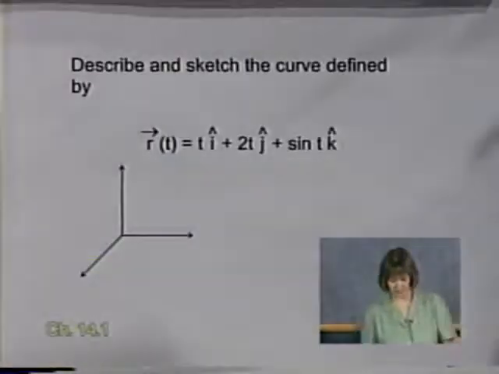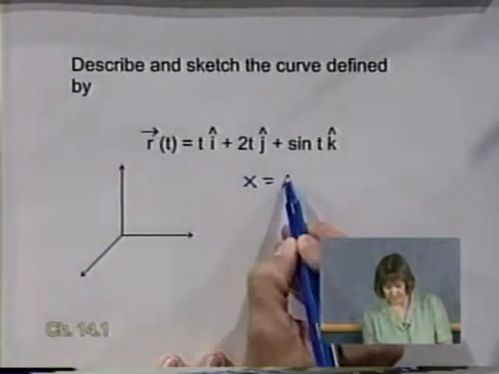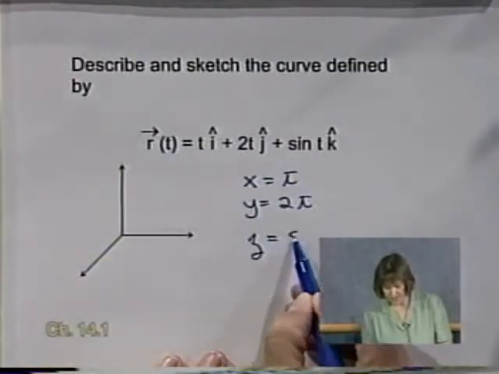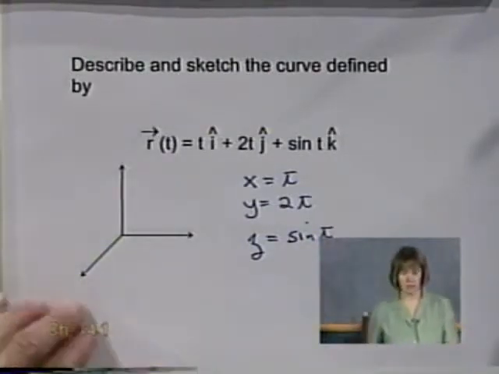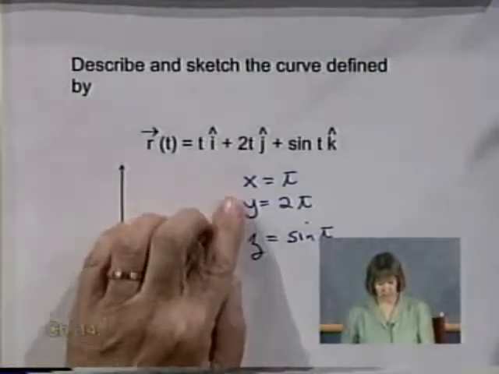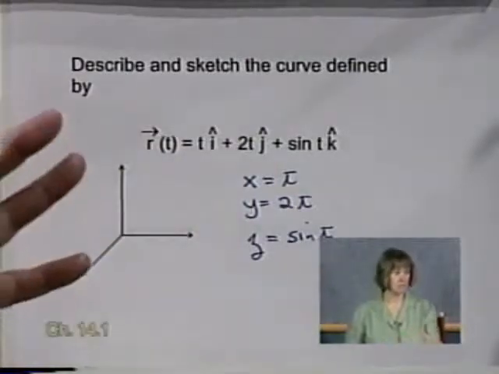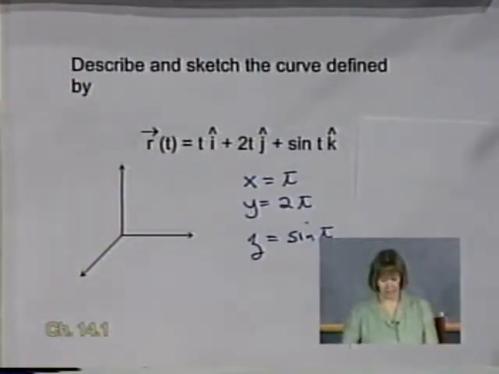Okay, let's do another one. Oh, this one's sort of cool. This one we have x is t, y is 2t, and z is sine t. Now there are multiple ways that we can do this one, but first of all, let's find out: if you just did your points on the xy plane and then moved up z, what equation would the xy coordinates satisfy?